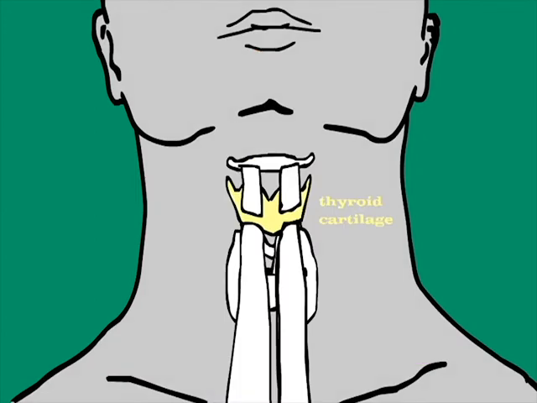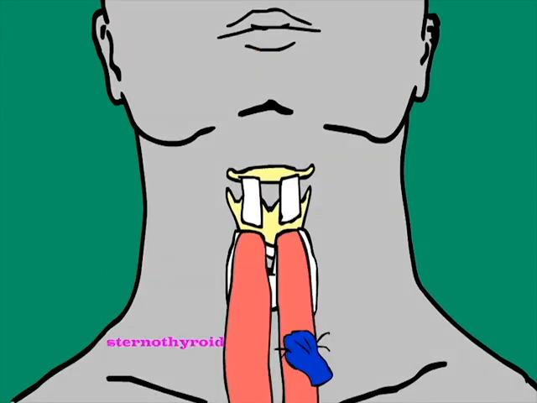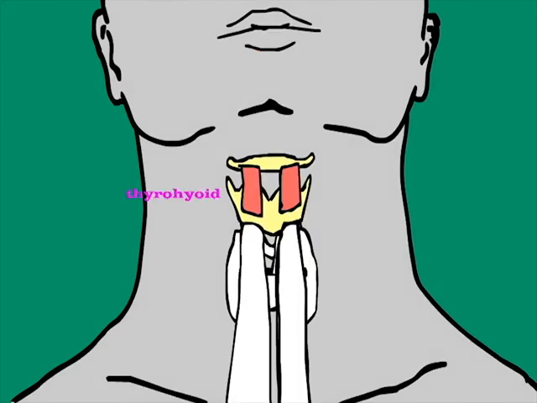Next we see the thyroid cartilage, which is actually above the actual thyroid gland and covers the larynx. The sternothyroid, being below, is going to depress the thyroid cartilage and hyoid bone. The thyrohyoid muscle is in between, so it is going to depress the hyoid bone but elevate the thyroid cartilage.